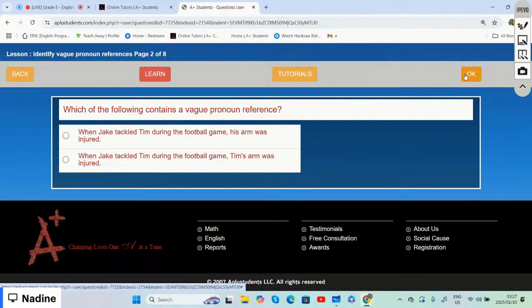Which of the following contains a vague pronoun reference? It says, "When Jake tackled Tim during the football game, his arm was injured." Or option two, "When Jake tackled Tim during the football game, Tim's arm was injured." We need to identify the vague pronoun reference within that sentence.